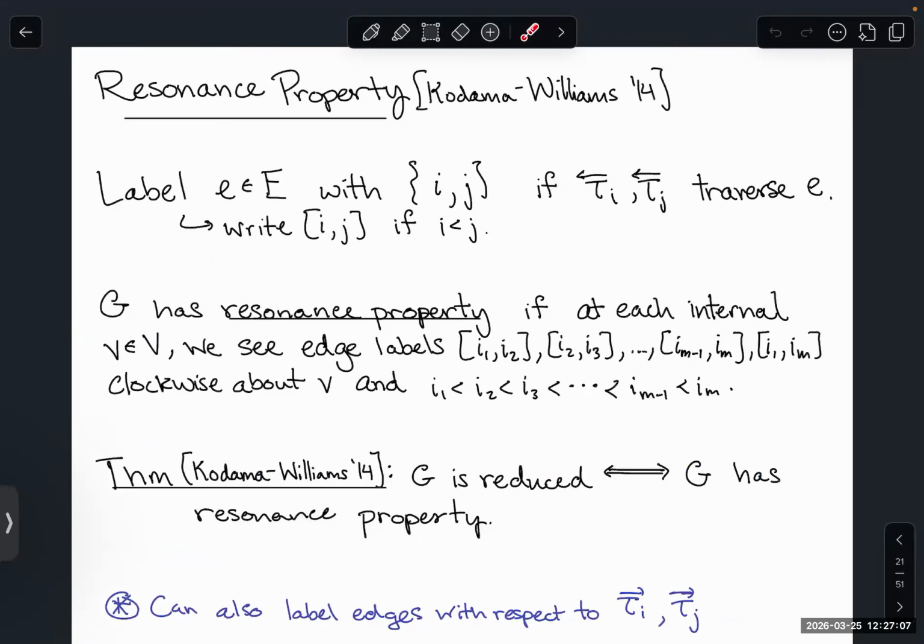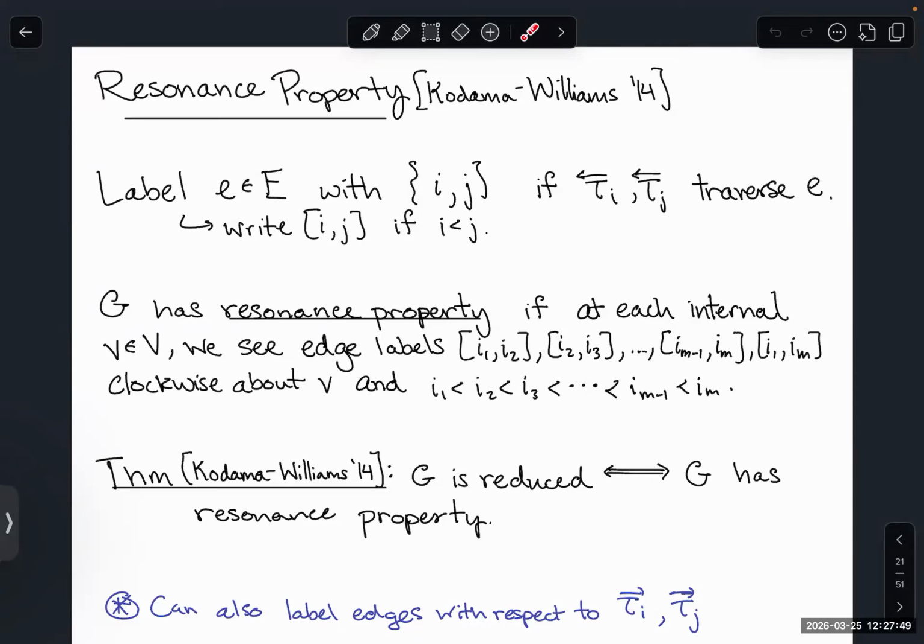We have a couple more. The next thing that I want to introduce with respect to our strands is a type of edge labeling that gives rise to this resonance property of Kodama-Williams. If we have an edge E where the strands crossing E are the strands starting at I and the strands starting at J, we can label this with curly brackets I J. When we want to care about the order of I and J, we write square brackets with I comma J if I is less than J. If J were less than I, we'd reverse the order in those square brackets.